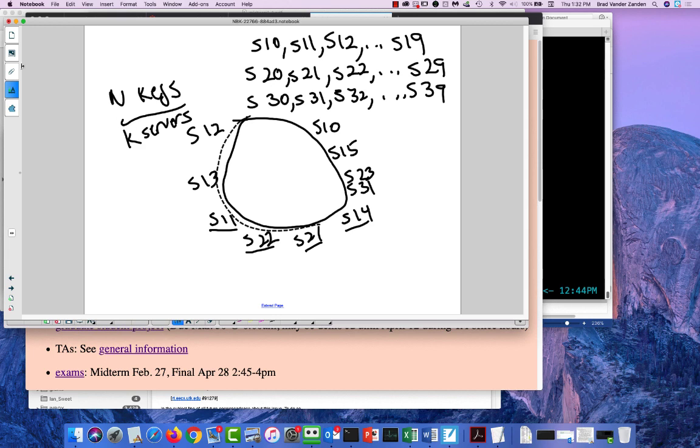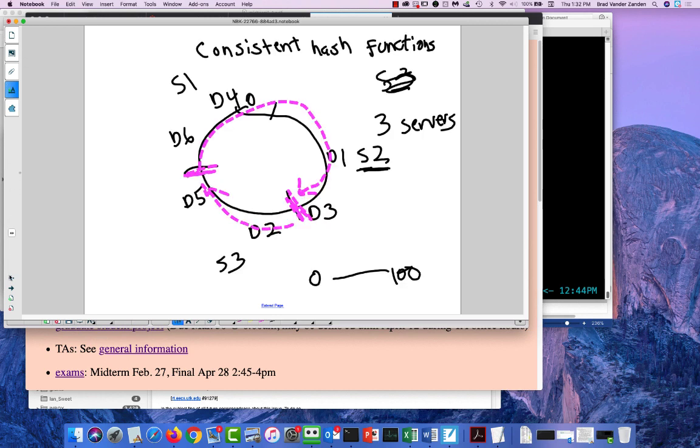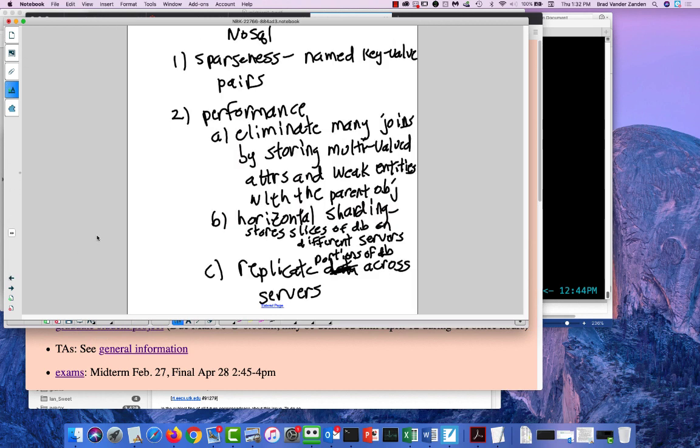Questions about that? Okay. So horizontal sharding and replication: horizontal sharding leads to parallelization. And replication leads to less latency because you're able to get to a server that's closer to you or one that's less congested.